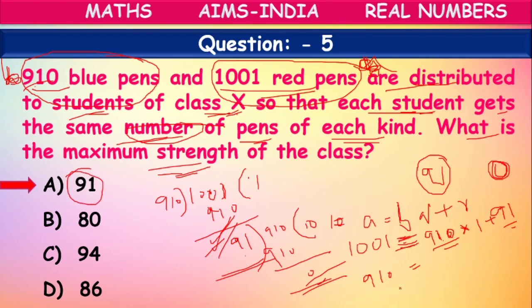According to Euclid division lemma also, here 910 if we take, this 91 remainder will become the divisor, we can multiply with 10 times, then remainder will be 0. So 91 is the HCF. So we have to distribute in equal manner, means the maximum strength of the class should be 91. Okay. Next.